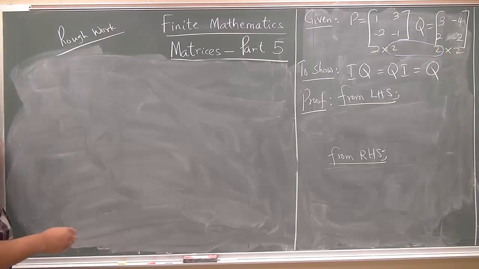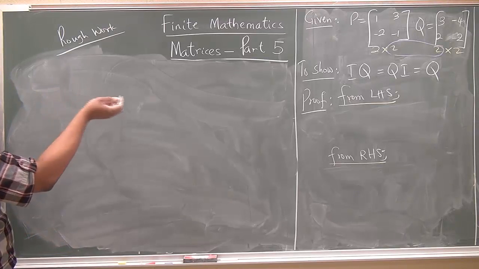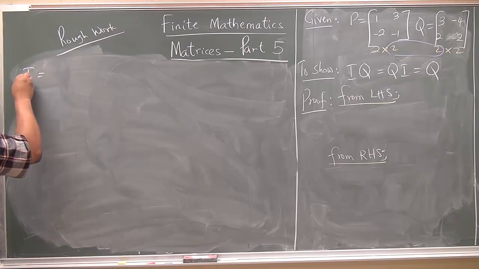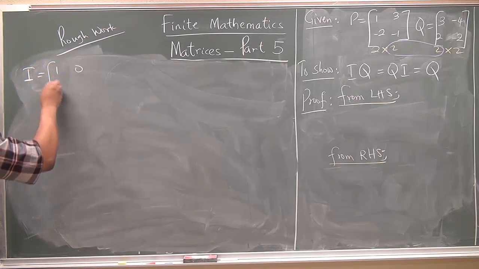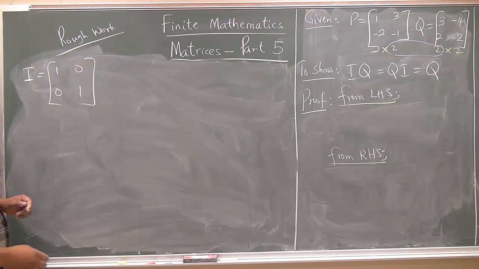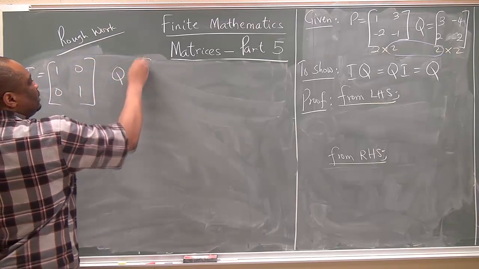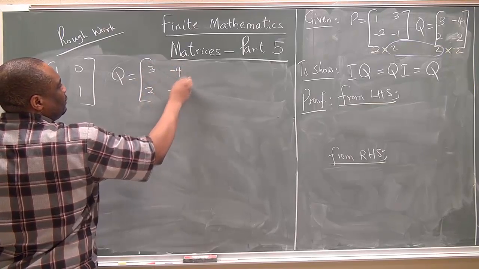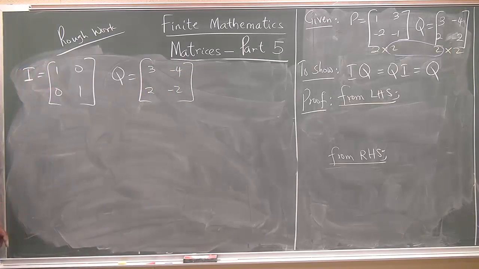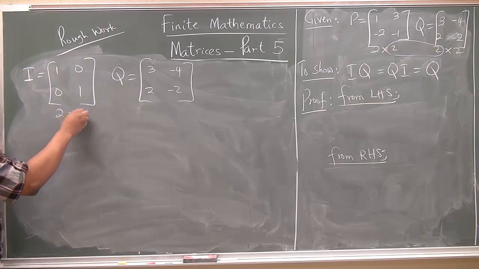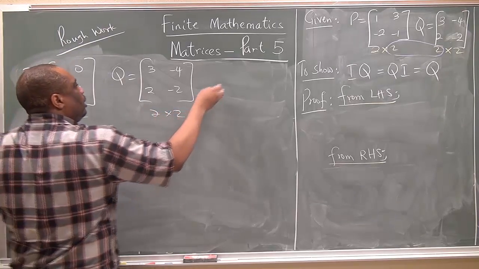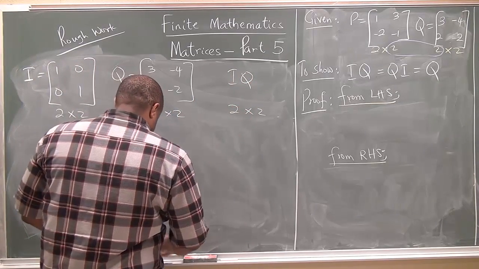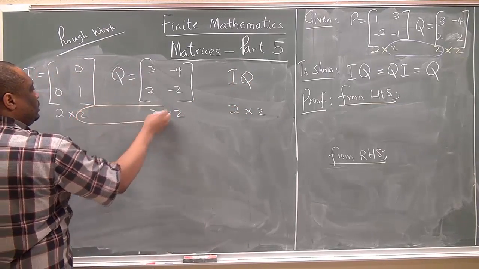So our Q, let's start with IQ. I is the identity matrix. In this case, it will be a 2 by 2 identity matrix. Okay? And then our Q is 3, 2, -4, -2. So IQ, this is 2 by 2. IQ will also be 2 by 2 because this is equal to this.